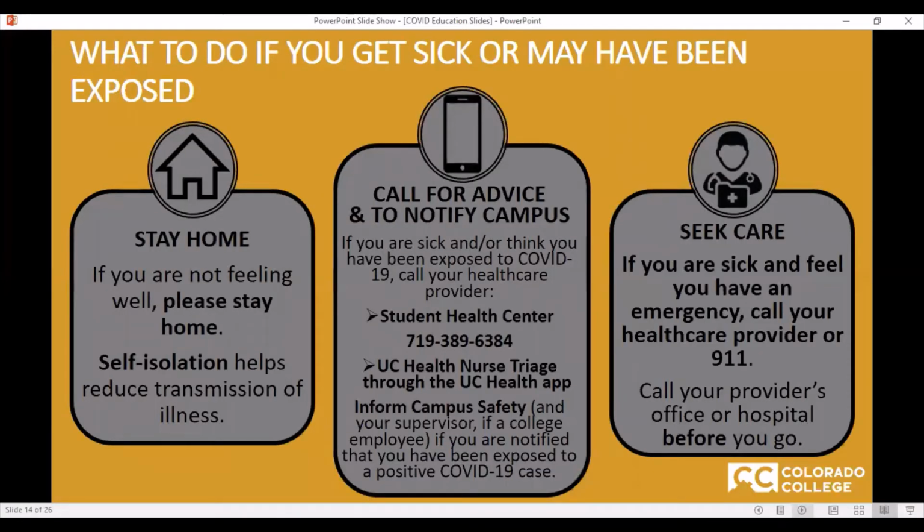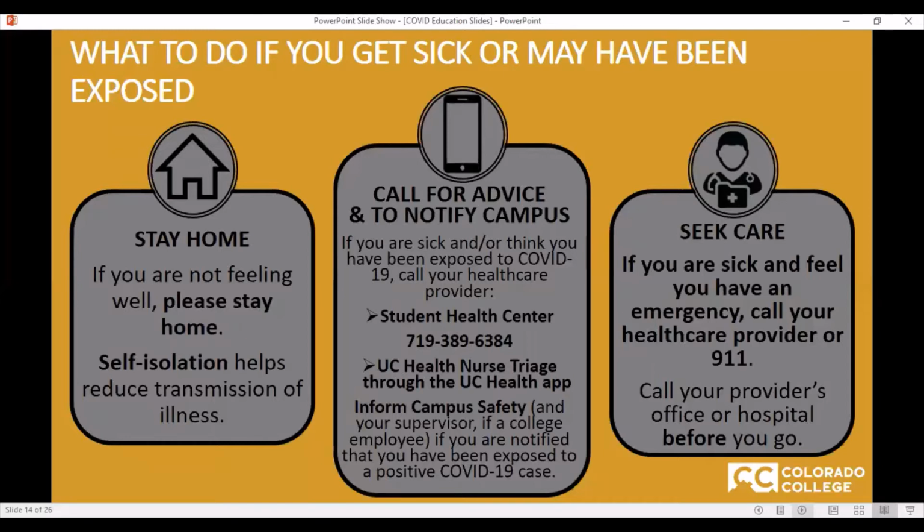Remember, if you're not feeling well, please stay home. Self-isolation helps reduce transmission of illness. If you are sick and/or think that you've been exposed to COVID-19, call your healthcare provider to discuss your symptoms and get advice about whether you need to get tested. During their hours of operation, students can call the Student Health Center, and staff and faculty should utilize the nurse triage line, which will be available through the UC Health app, which I'll talk to you about in just a moment. After hours, everyone on campus can call that UC Health nurse triage line to arrange for testing.